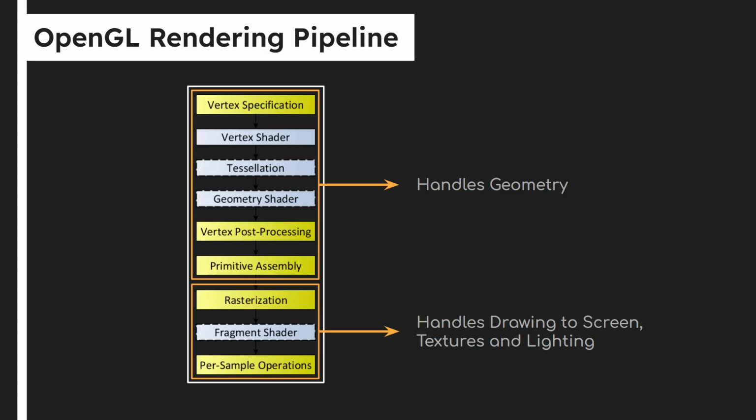Those first ones are going to handle geometry. We don't really need to worry about that too much. That doesn't affect us. We just need to have good game-ready topology. And the big one down there at the bottom is going to be your fragment shader, which handles your lighting, drawing to screen, as well as your texturing.